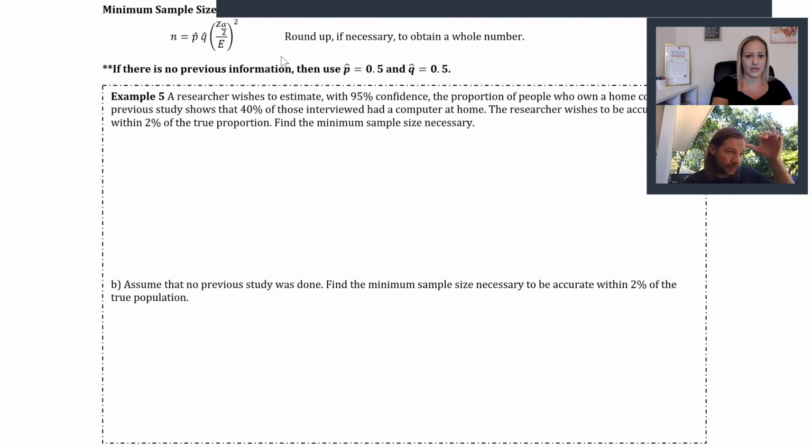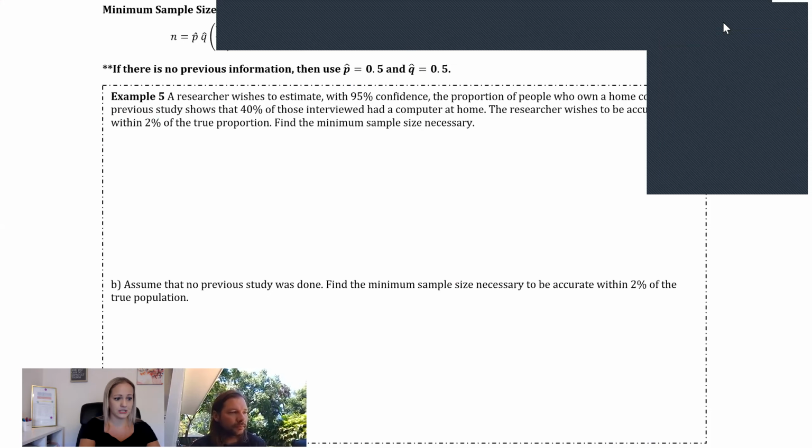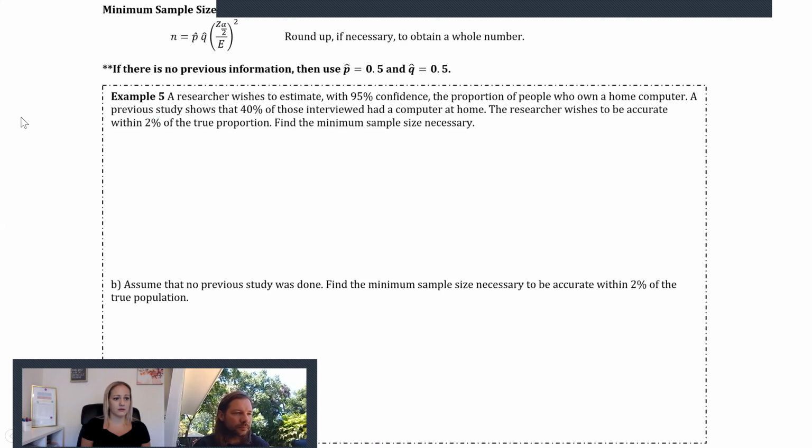Okay, and then we can also figure out the minimum sample size needed for proportions as well. So it's a different formula than the one for averages. This one is p hat times q hat times your z alpha over 2 divided by the margin of error, squared. And just like before, we do want to round up if necessary so that we get a whole number. Okay, so let's do an example.